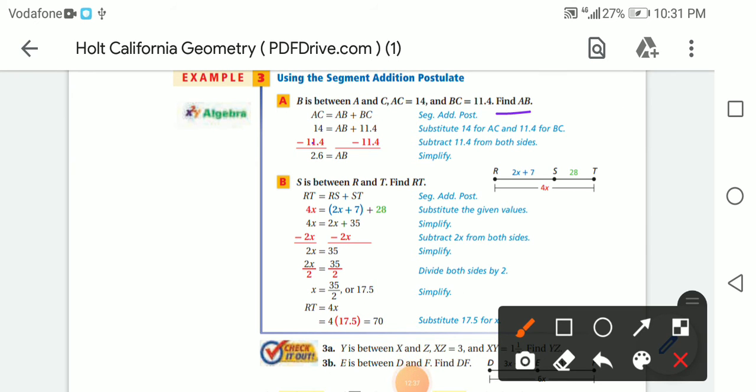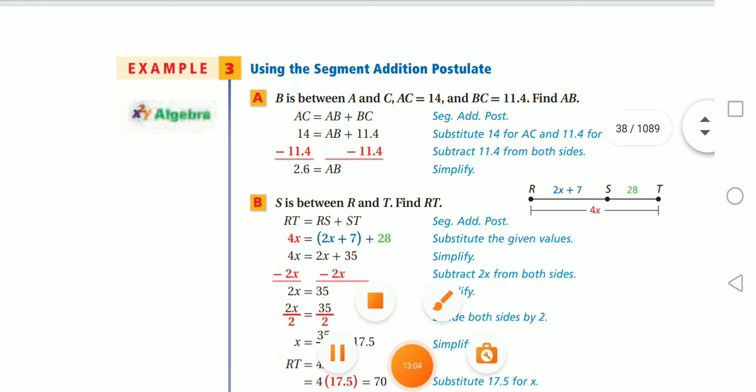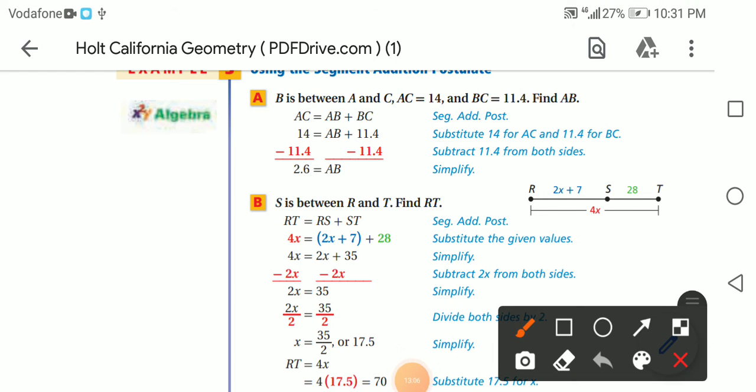And I have here 14 equals AB plus 11.4, as we drew this. Now, when we want to get rid of positive 11.4, using algebra, we add to both sides a negative 11.4. Okay, clear this to make it more clear for you. So we have here negative 11.4, and here negative 11.4. So 14 minus 11.4 gives AB, yes, 2.6.